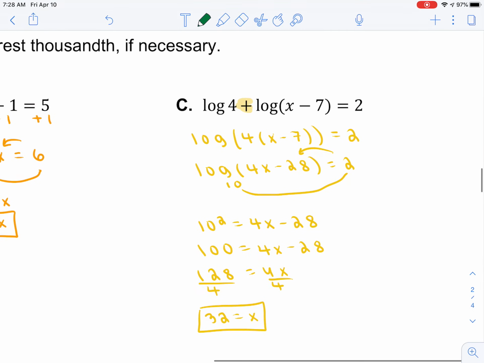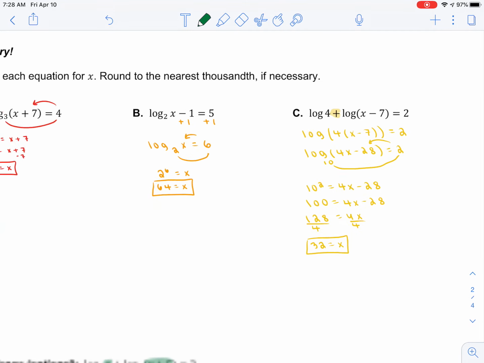And then with this last one here, there is a plus sign between the two logs, so we have to make the product of the 4 and the x minus 7. Remember that there was a base of 10, so when you do the circle of life, you can then go through and solve and get a value of 32. And again, it does keep that second log positive when you sub it in for the x, so we're all good.